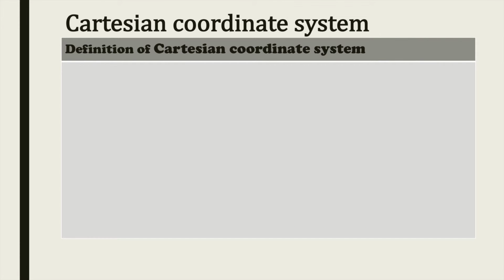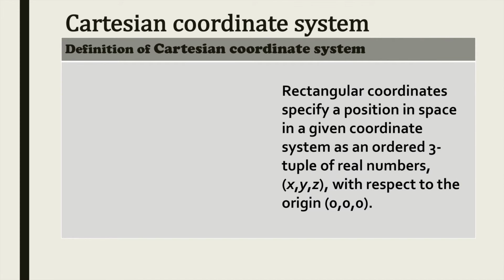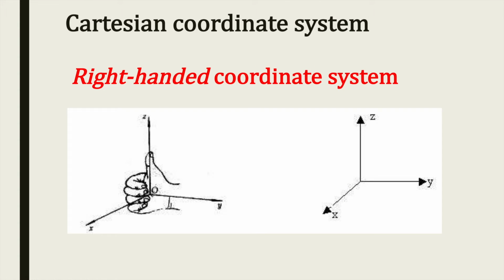At last, let's talk about the Cartesian coordinate system. It is a given coordinate system as an ordered three-tuple of real numbers x, y, z with respect to the origin 0, 0, 0. As the picture shows below, the Cartesian coordinate system is a right-handed coordinate system. If you take your right hand and point it along the positive x-axis with your palm facing the positive y-axis, your extended thumb indicates the positive direction of the z-axis.